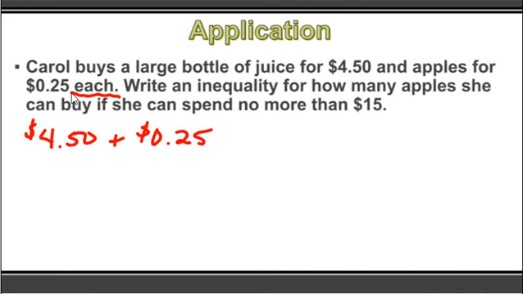But we don't know how many apples she's buying, so I'm going to put an A because it says write an inequality for how many apples she can buy. So I need to have a variable. I'm just using A for apples, and she can spend no more than, so it's got to be less than or equal to $15. So there's our inequality.